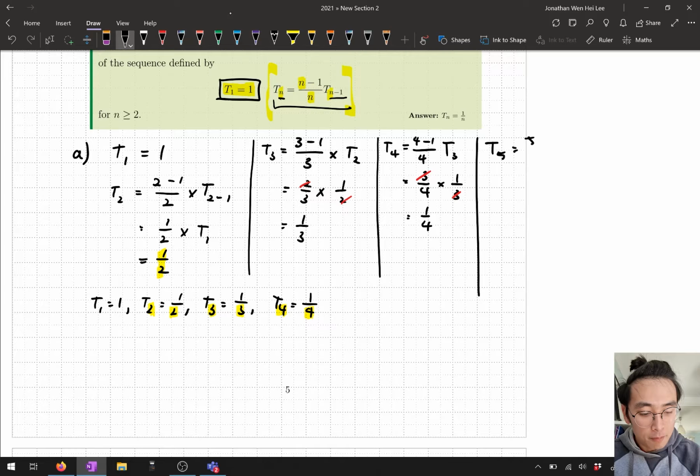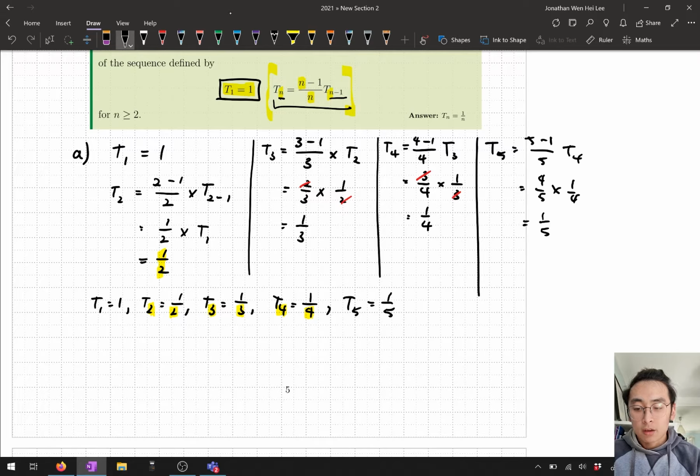T5, I'm going to go 5 minus 1 over 5 times T4. That's going to be 4 over 5 times a quarter. And so I get 1 over 5. So T5 is equal to 1 over 5. So we've gone through and found the first 5 terms. Here, what we had to do was substitute, wherever we saw n, whatever term I'm up to in my sequence.